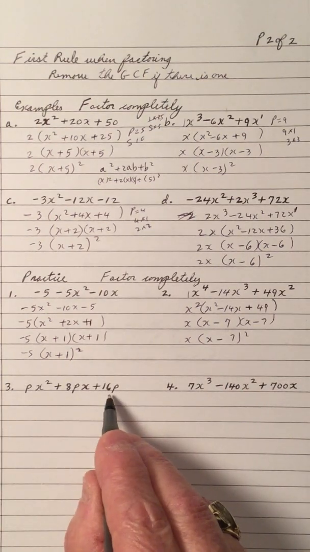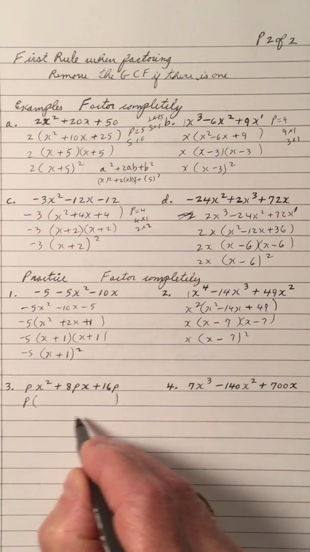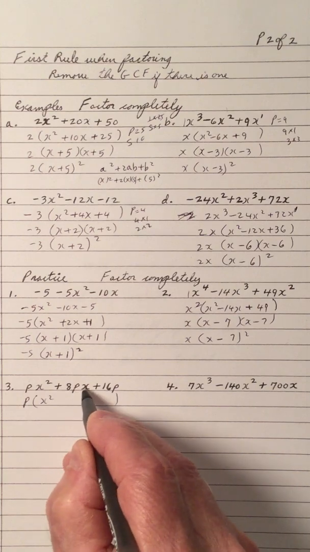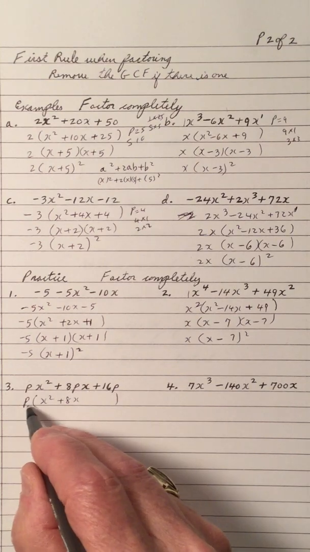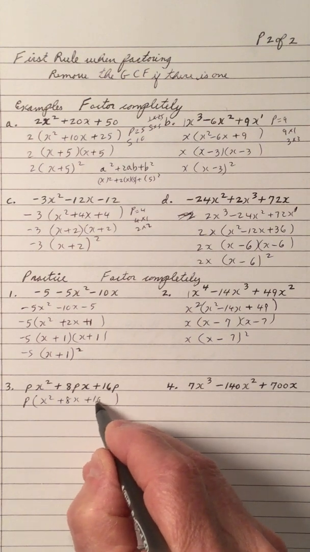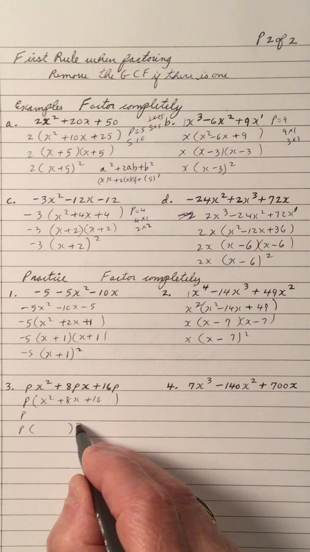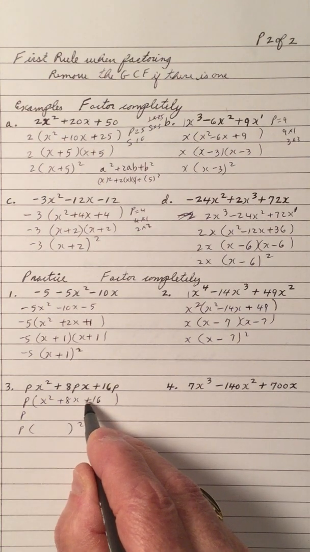Number 3, GCF, I see a p. Take the p out. p into that term is x squared. 8px divided by p is 8x. And 16p divided by p is 16. And that's a perfect square trinomial. How do I know? Well, that's a plus at the end, which it's got to be.